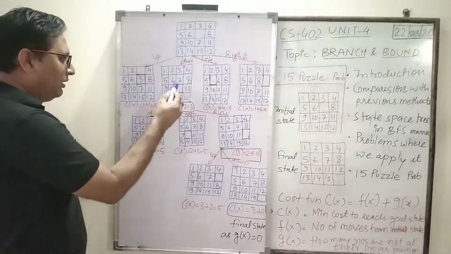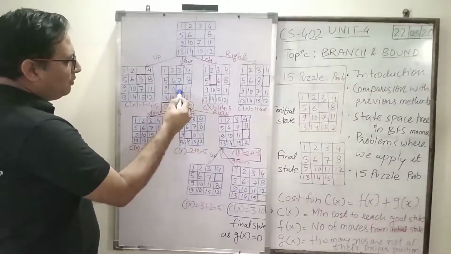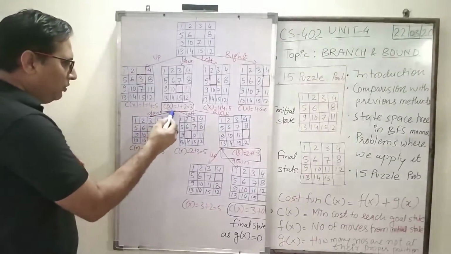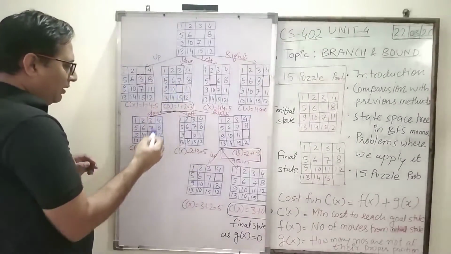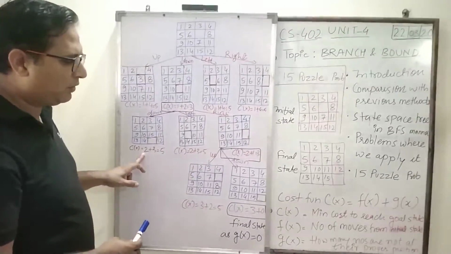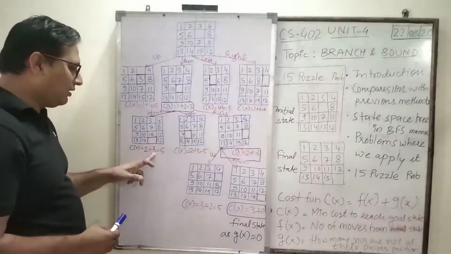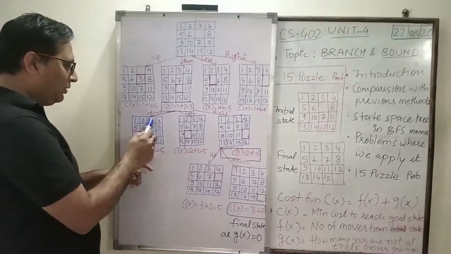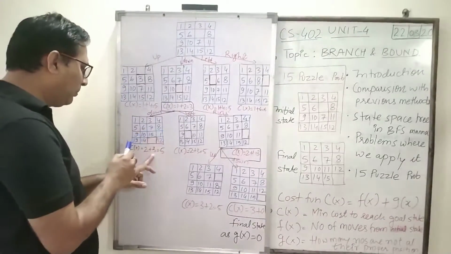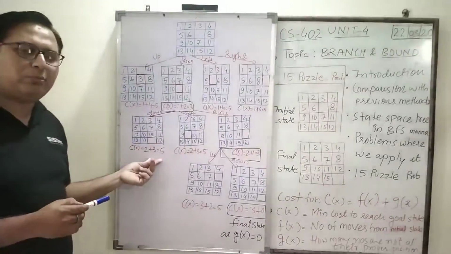I am exploring this one. Here we have applied the down movement. Now this empty square has come down. Here we will calculate the cost function. For this movement, as from the original we have come with 2 movements, the f of x cost will be 2. Now how many numbers are not at their proper position? 1, 2, 3, 4, 5, 6, 7, 8, 9, 10. 11 is not at proper position. 12 is not at proper position. And 15 is not at proper position. So the C of x value will be 5.